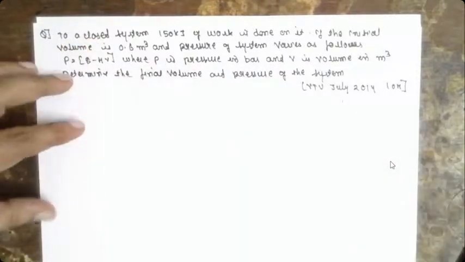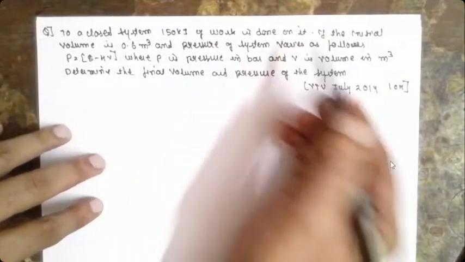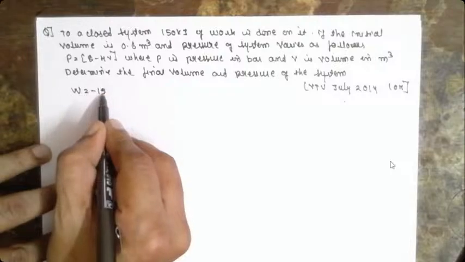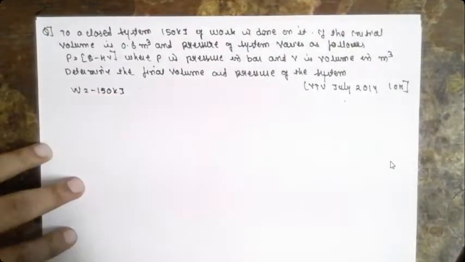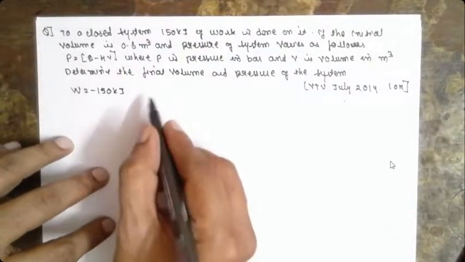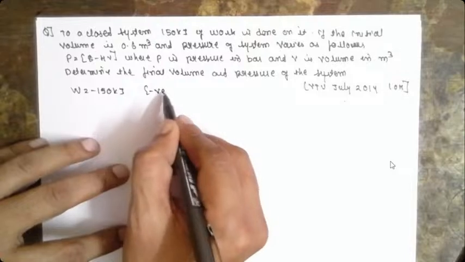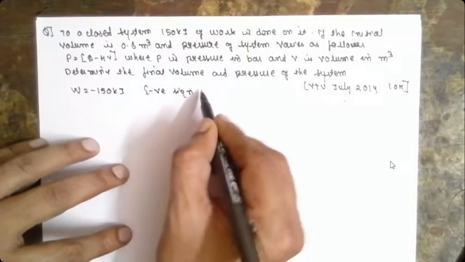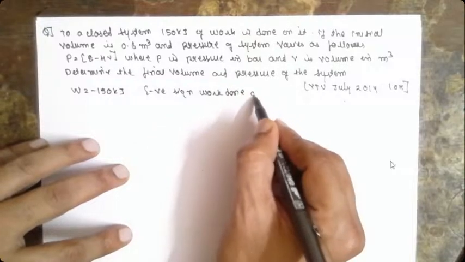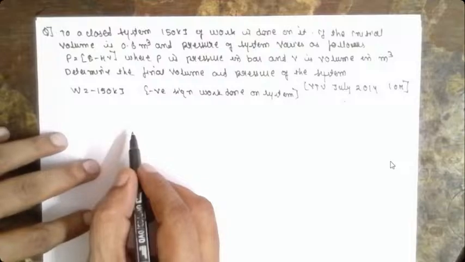Now see here, a closed system, 150 kilojoule work is done on it. Therefore, we have to consider W is equal to minus 150 kilojoule. The minus indicates the work is performed on the system. Negative sign: work done on system is considered as a negative sign.